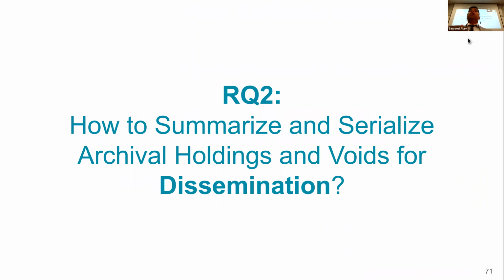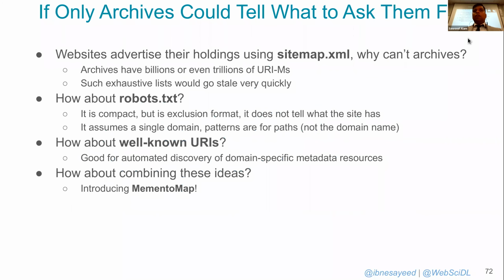So moving on to our next question, how to summarize and serialize these archival holdings and voids for dissemination. And for that, let's look. If only archives could tell what to ask them for, right? But this is something that already happens on regular websites. They use sitemaps so that search engines can know what URLs they have. The problem with sitemaps is they don't scale on the archival level, and they would go very stale. This is the same problem as the URI-R profile, right?